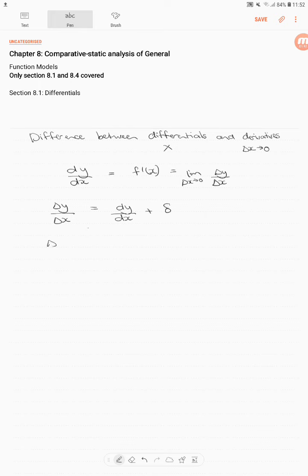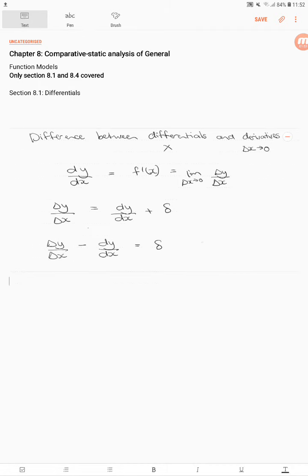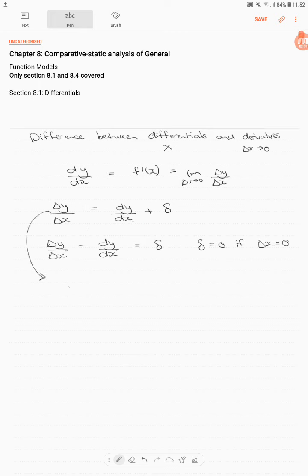If we rearrange this, the change in y over the change in x minus dy/dx will be some change in x. So from before, we know that this delta is equal to 0 if the change in x will be equal to 0. If we take this function again and we multiply by the change in x, we have delta y equal to dy/dx times the change in x plus some additional change. This is equal to f prime of x times the change in x plus this delta of x.